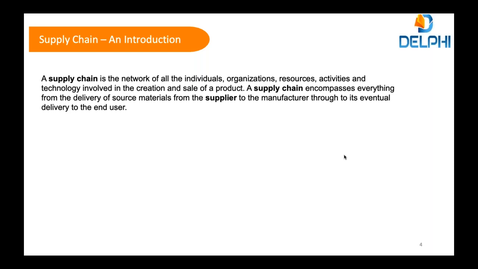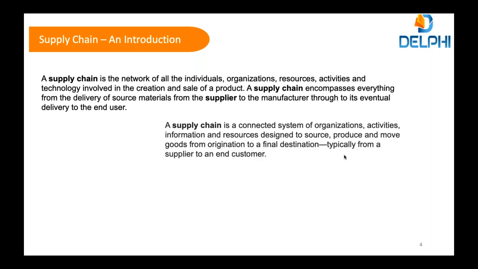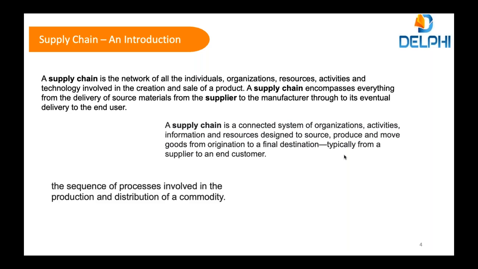That this course is never going to be for me and I am not made for the supply chain. In one of the other definitions I saw, it's written that it is a connected system of organizations, information, and resources designed to source and produce goods from the origination to the final destination, typically a consumer or supplier to end customer. Still pretty confusing for me also. And the definition Wikipedia gives is a sequence of processes involved in the production and distribution of a commodity.